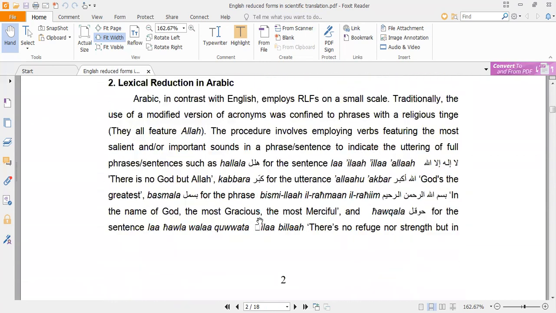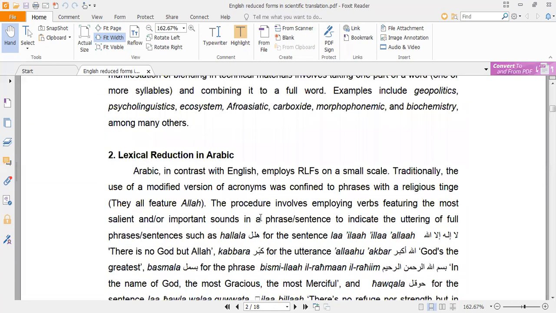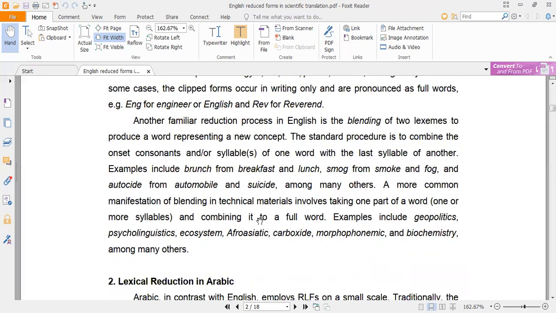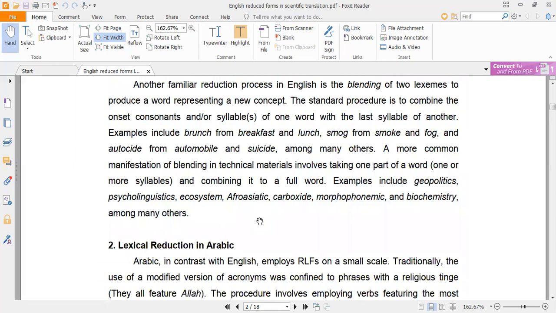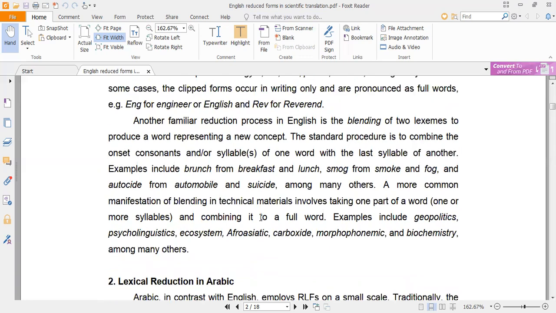Lastly, to summarize this lecture quickly. First, we talked about reduced forms, and we said reduction means omission, omitting certain parts of the word or of the phrase. And we have a new vocabulary item which is identical semantically to the original one but morphologically shorter than the original one. We also said that abbreviated forms, or lexical reduction, exist in Arabic to a limited extent, but in English it is widely used.